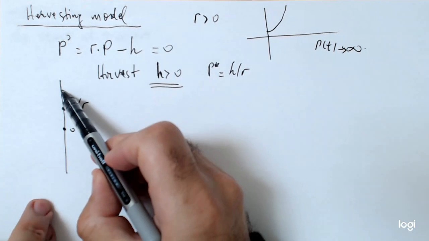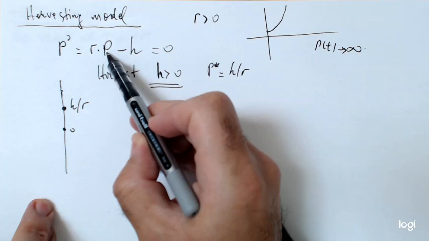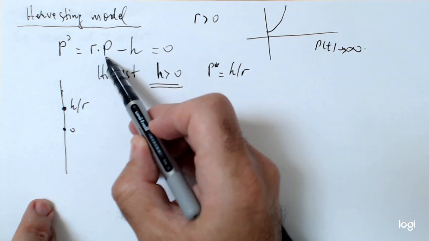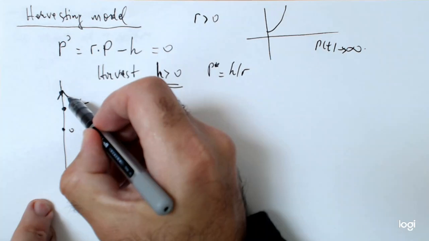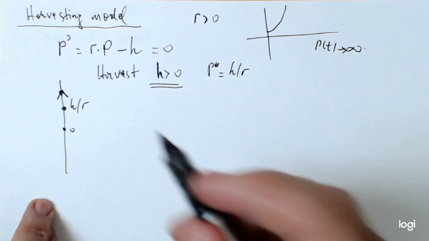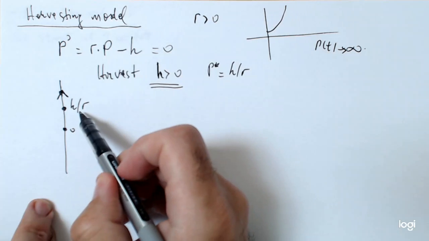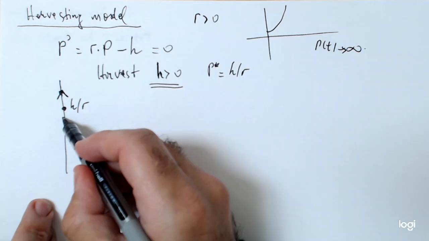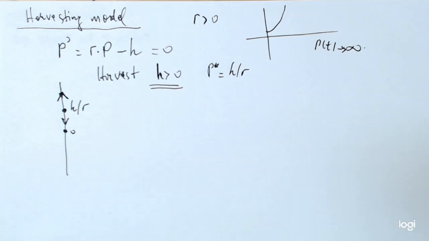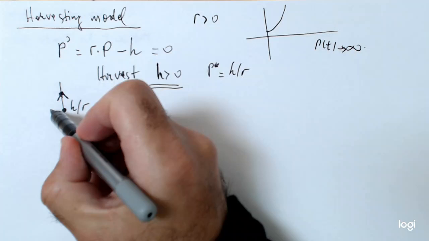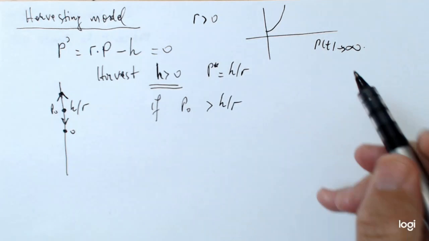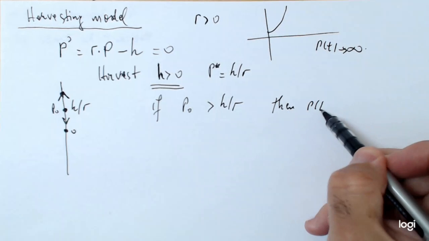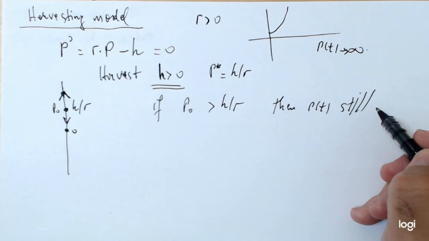If you start with an initial value greater than h over r, so if you plug in something greater than h over r, the derivative is positive. So p increases to infinity. And if you start with something less than h over r, the derivative is negative. So they use this model and they say, well, this is useful because it tells me that if p naught is greater than h over r, then p of t still goes to infinity.